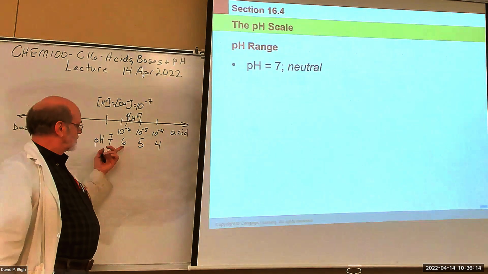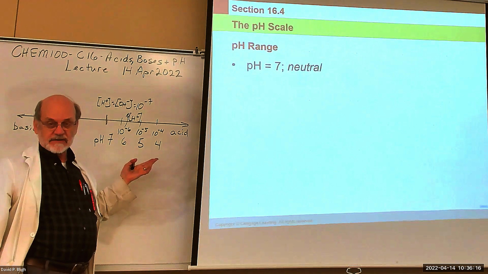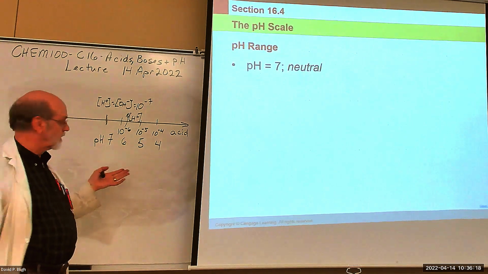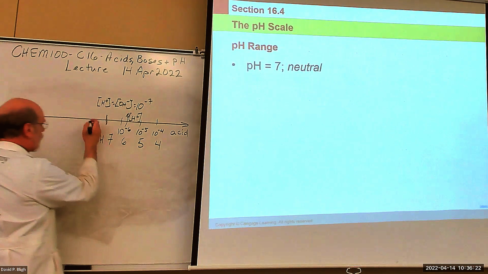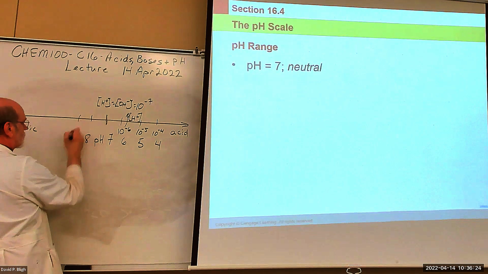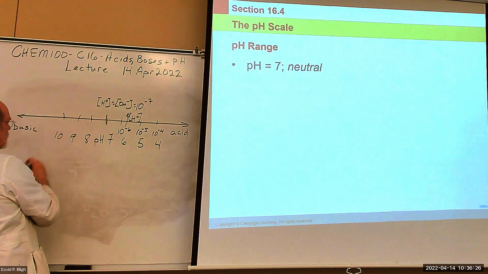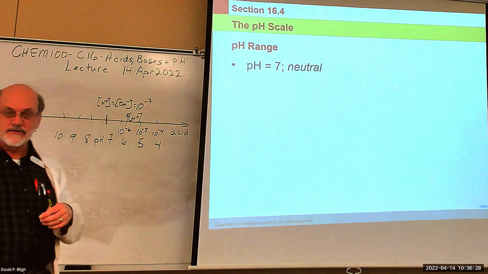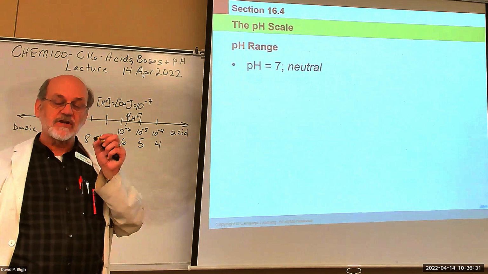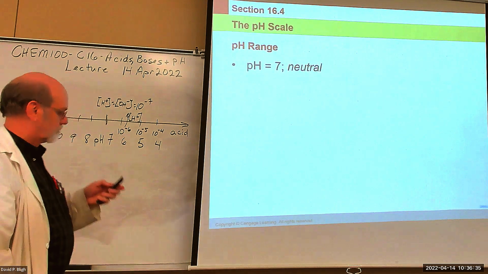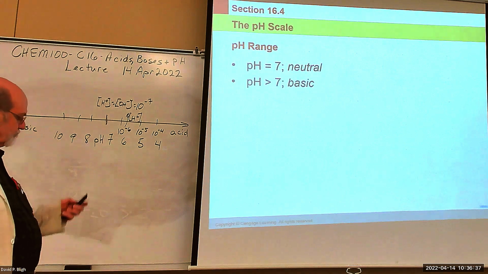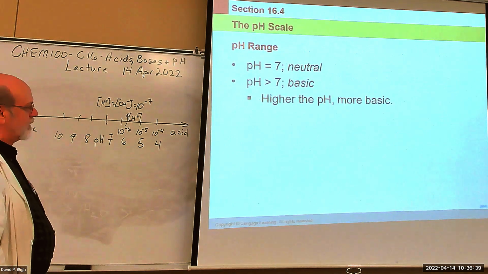Plus, we made a negative out of it, right? The negative log. So we go 7, 6, 5, 4. So you should know that going the other direction, 8, 9, 10 is more basic. So pH numbers bigger than 7 is a basic solution. There you go.